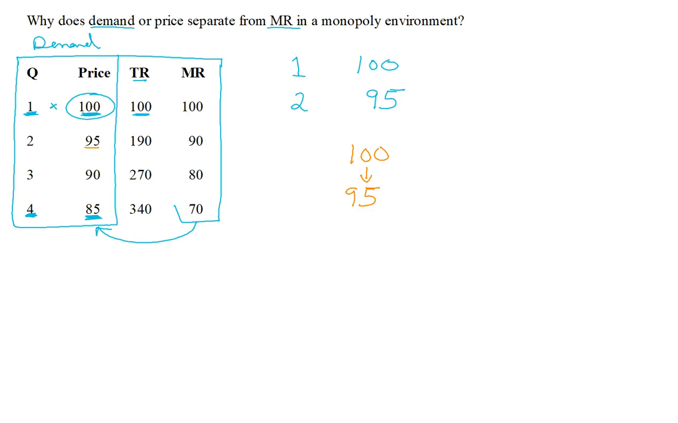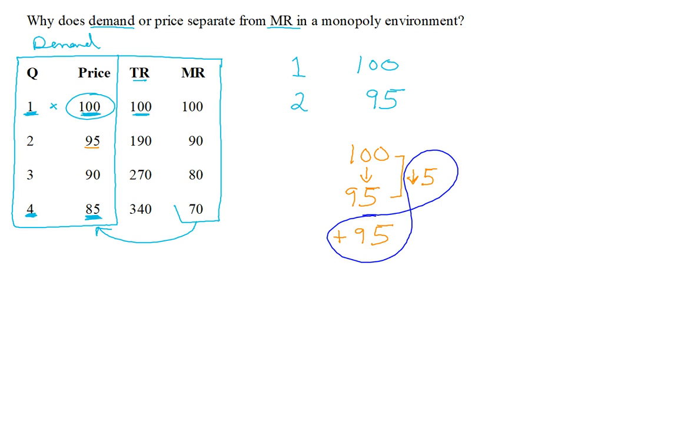You used to get $100 for that first unit, and now you're only going to get $95 for it. In other words, on the first unit that you sell, the firm is now going to get $5 less than they did before. However, they used to not sell a second unit, and now they are going to sell one, so they're going to make an additional $95 on that second unit. These are the 2 key numbers right here.